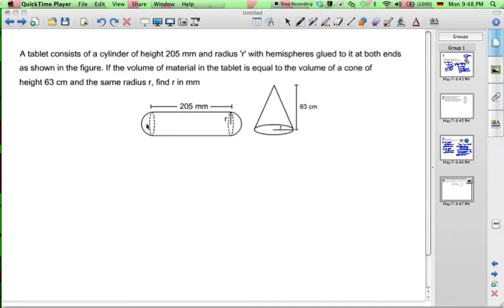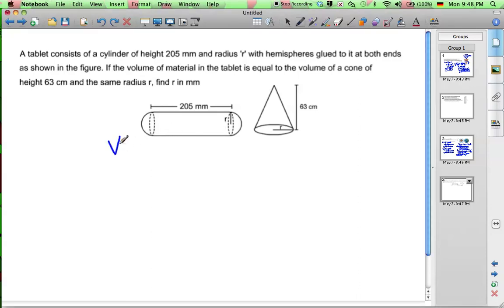So if we can make a formula for the volume of the capsule and the volume of the cone, then we can set those equal and then solve for the radius. So let's take a look at the first figure here. It contains a cylinder and two hemispheres, so two hemispheres together make up a sphere. So let's find the volume of the cylinder and the sphere.